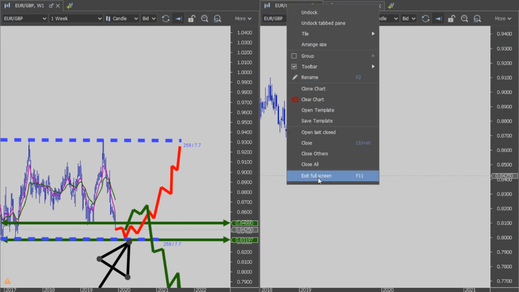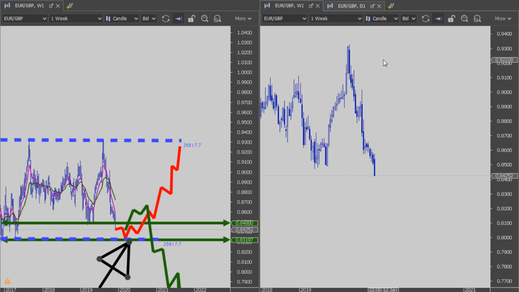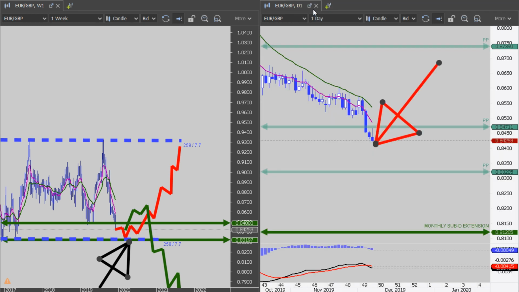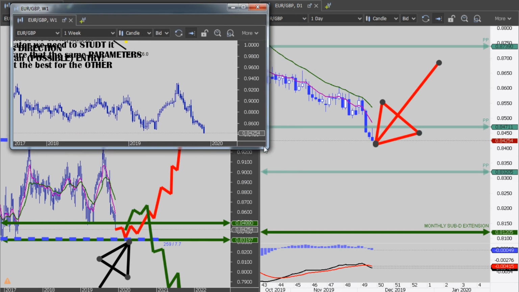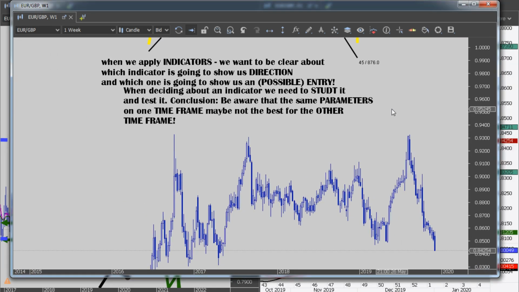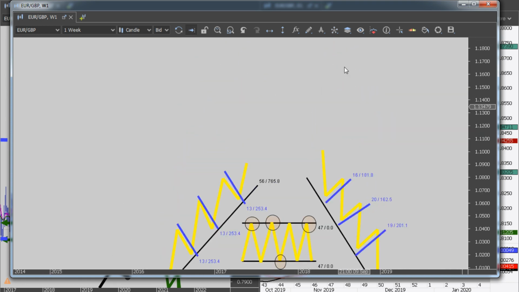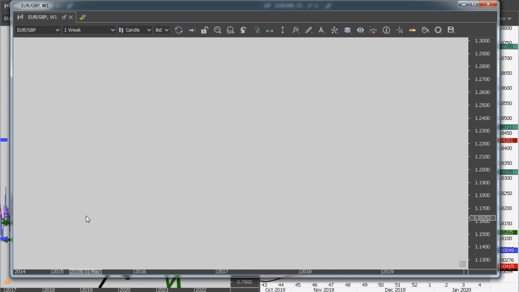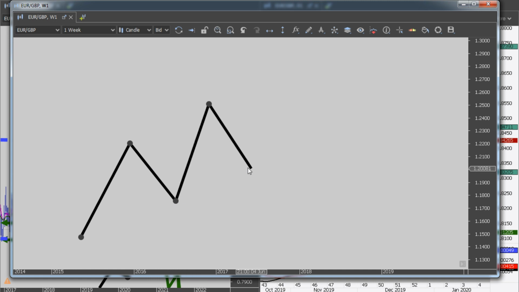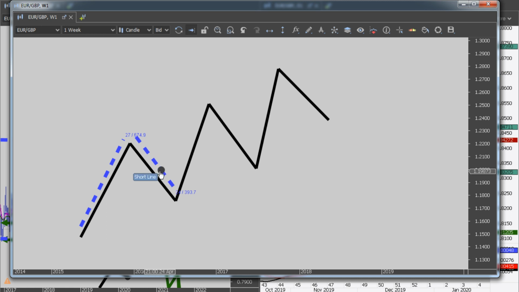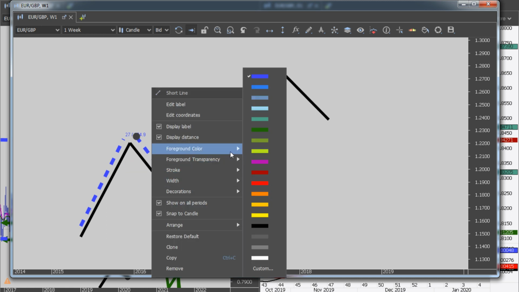Now where are we? Let me see. Okay, so we are here. Okay, let's make it bigger. And this is the risk, everybody, when you are using indicators. Okay, so let's say that we are in an uptrend. We are in an uptrend, and we learned about extension, retracement.